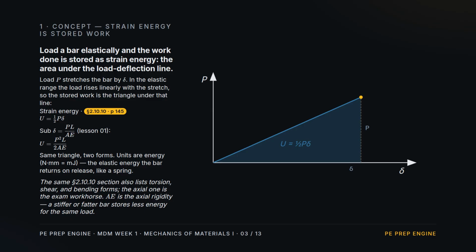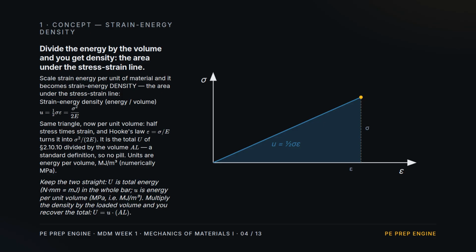Concept 1. Strain energy is stored work. Push a load that stretches the bar. In the elastic range, the load rises in a straight line with the stretch. So the work you do is the triangle under that line. 1/2 load times deflection. Substitute the elongation formula from lesson 1 and it becomes P²L over 2AE. Same triangle, 2 ways to write it. The units are energy, and the bar returns all of it on release, just like a spring.